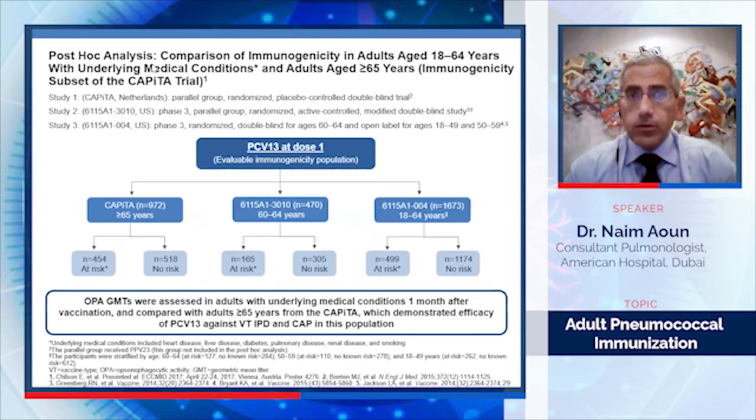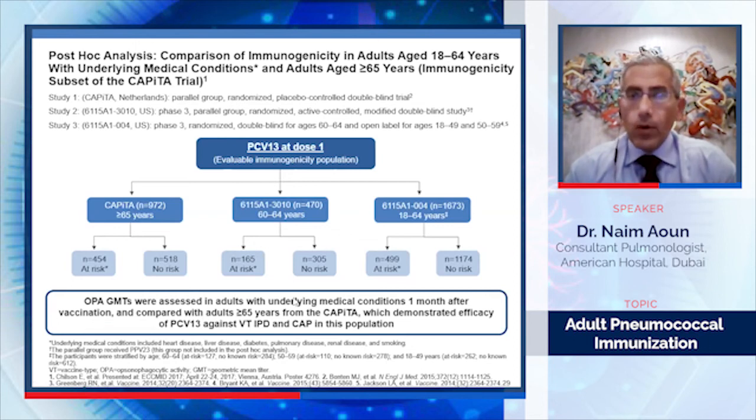Looking forward at other post hoc analysis where they compared immunogenicity in adults aged 18 to 64 years old with underlying medical conditions and adults over 65 years old. So here they pooled several studies, including the one we just reviewed, which is the Capita from the Netherlands, including 2 other studies from the United States. We look at PCV13 at dose 1, and then we look at, for example, the Capita study, it including 444 patients at risk, 518 patients without risk. The other study was also done on patients 60 to 64-year-old. It included 470 patients at risk at this age bracket.